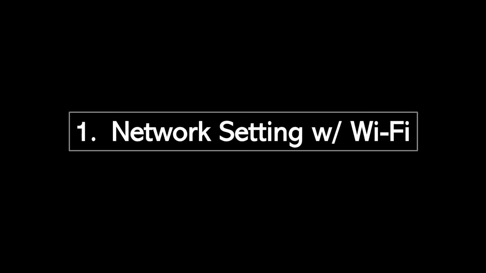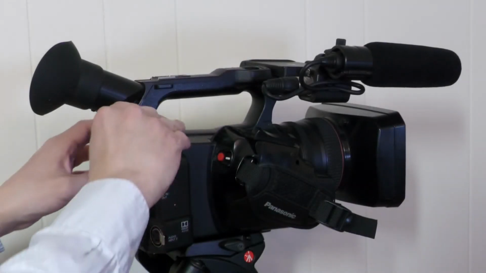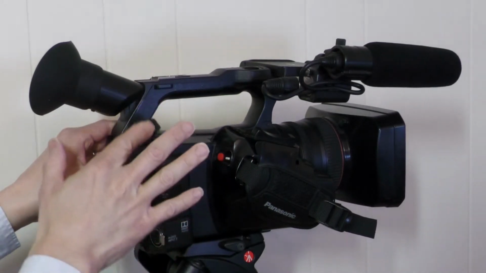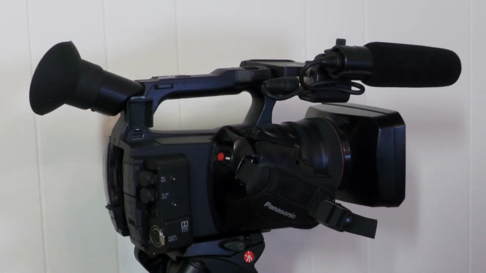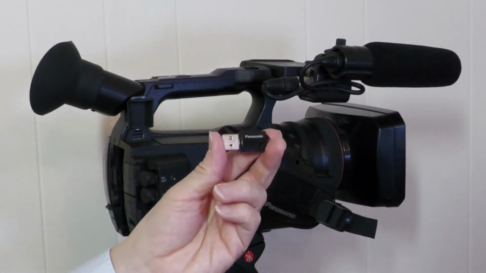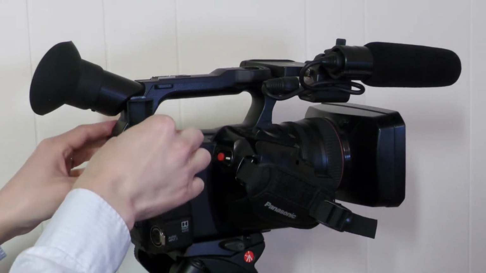The first step is configuring the network setting. CX350 supports a variety of connection types. In this video, I will show you how to set up with Wi-Fi. Please watch my other videos for other connection types. First, connect the AG-CX350 Wi-Fi dongle to the camera.